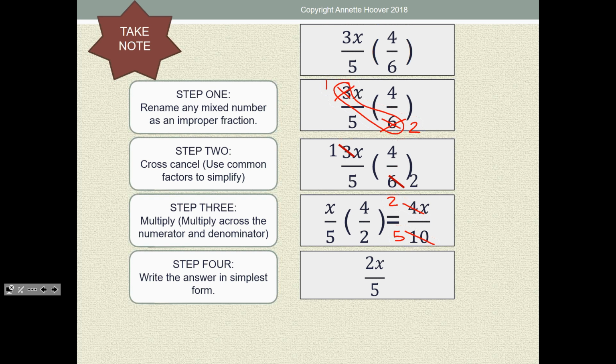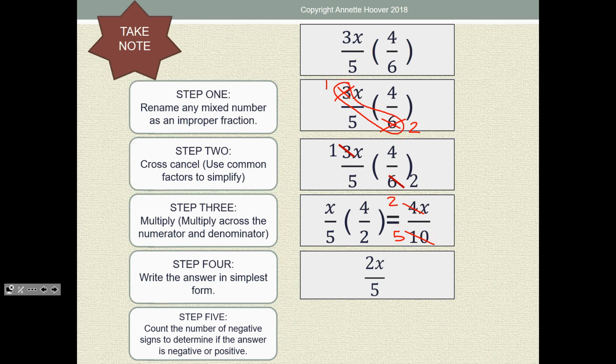The x was the unknown number, and it just stays there. We don't do anything with it because we don't know what it is. And we do not have any negatives. Both numbers are positive, so our final answer is 2x divided by 5, or 2x fifths.